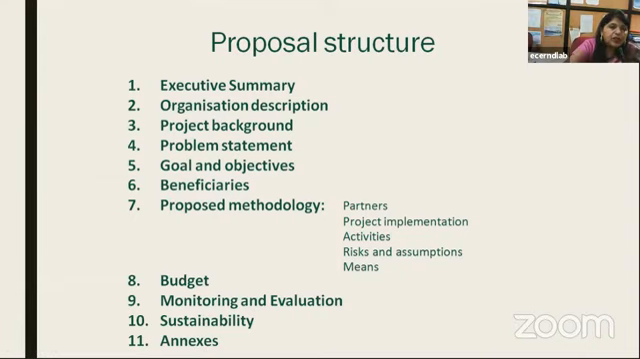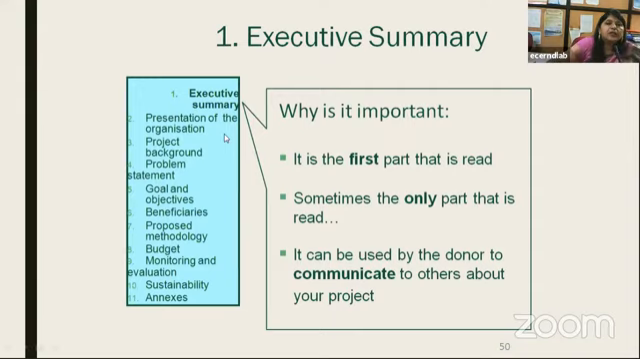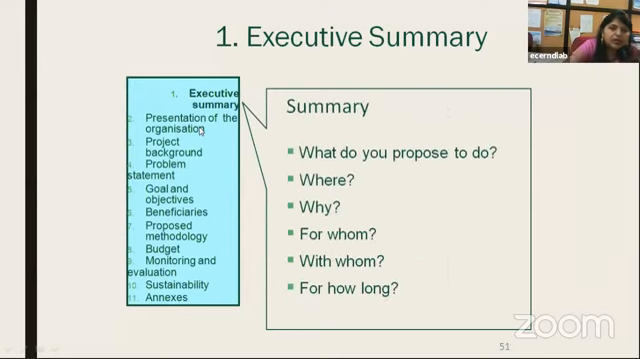What do you mean by executive summary? Executive summary means why it is important. It is the first part that is read. Sometimes it is the only part that is read: some funding agencies will see only the summary, and they will sanction you. So it is very important, what is the summary of your project. Then what do you propose to do? Where will you do it? Why will you do it? For whom will you do it? All those answers should be clear within one paragraph of summary.